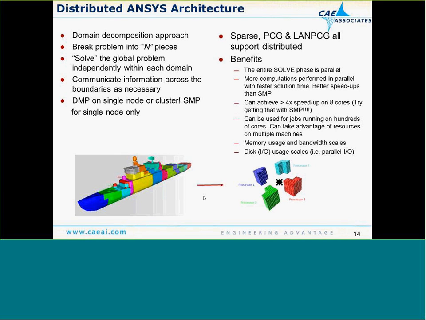You can achieve up to 4 times speedup on 8 cores, which is very difficult, if not impossible, to do with shared memory. And it can be used for large jobs where you're running hundreds of cores, and it also distributes the utilization of resources across many nodes. And the memory usage and the disk usage also scale, and in terms of read-write speed, we can access parallel I/O, which can become very important for mechanical runs because they're intensive I/O operations.